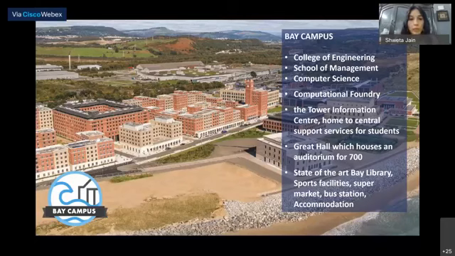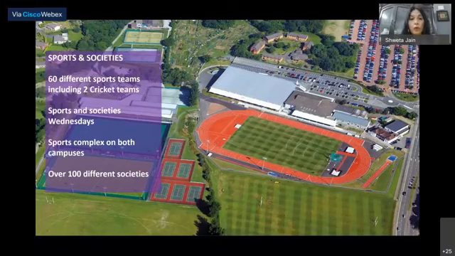Also, a lot of opportunities for sports, more than 60 different sports teams, including 2 cricket teams and over 100 different societies. So along with your program, if you wish to carry on some co-curricular activities, if you want to participate in sports or similar areas, then there's a lot of opportunity to do that with Swansea University.